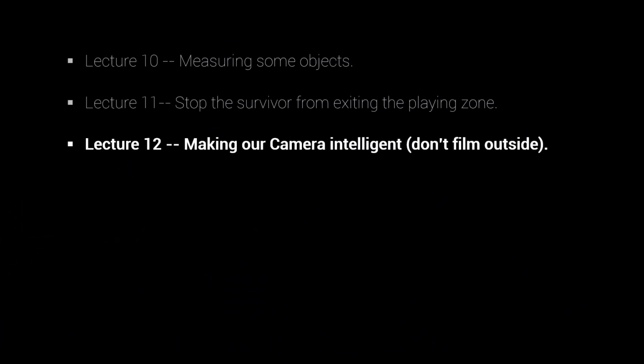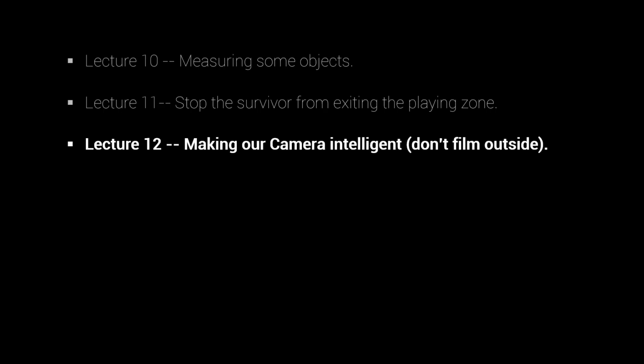In the previous lesson, we stopped the survivor from exiting the playing zone, and for that, we needed to introduce some very basic paths. Now, it is our job to make our camera intelligent, that is, we don't want it to really film outside of the map.